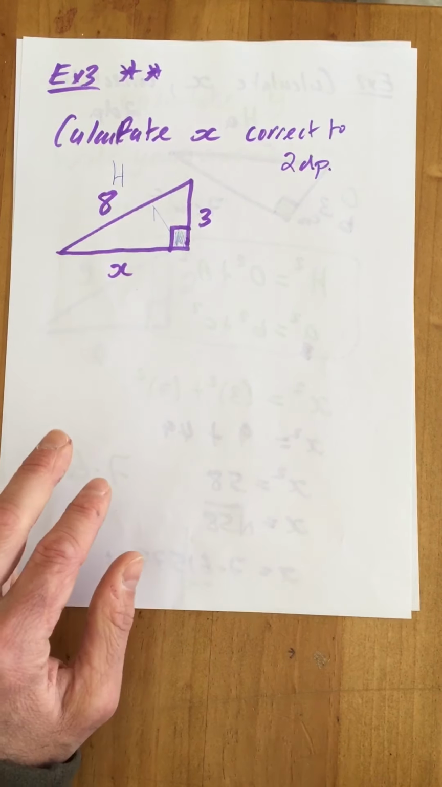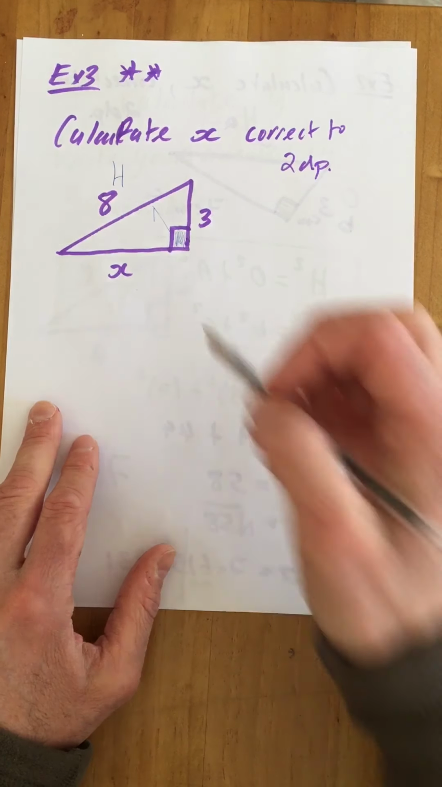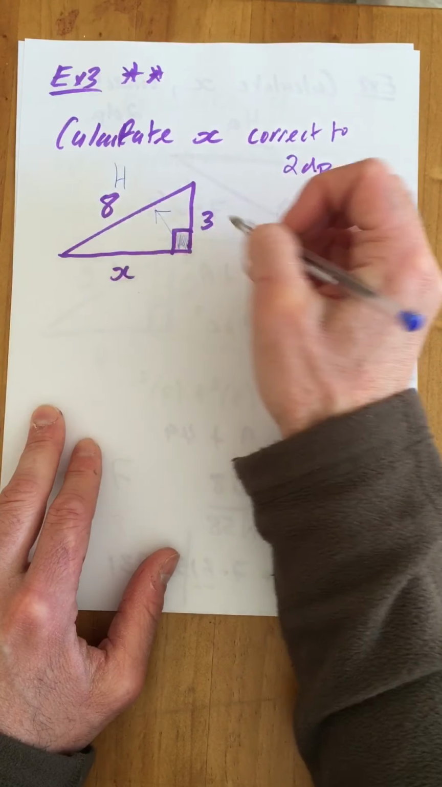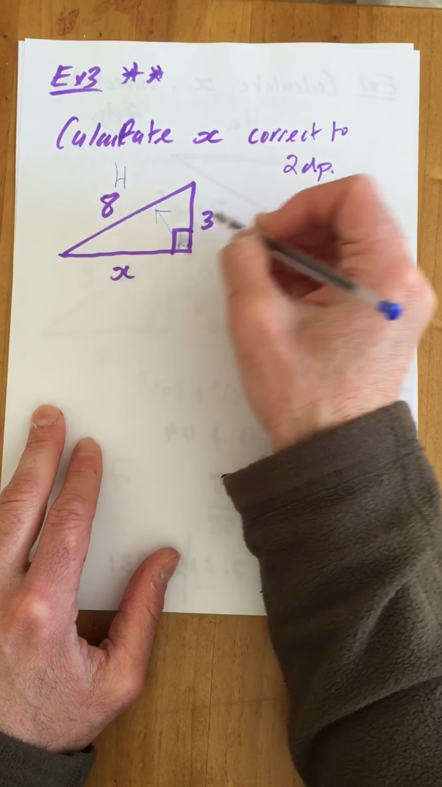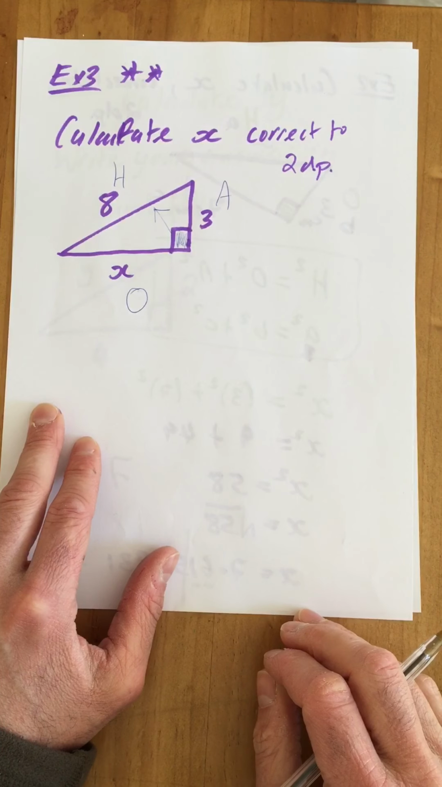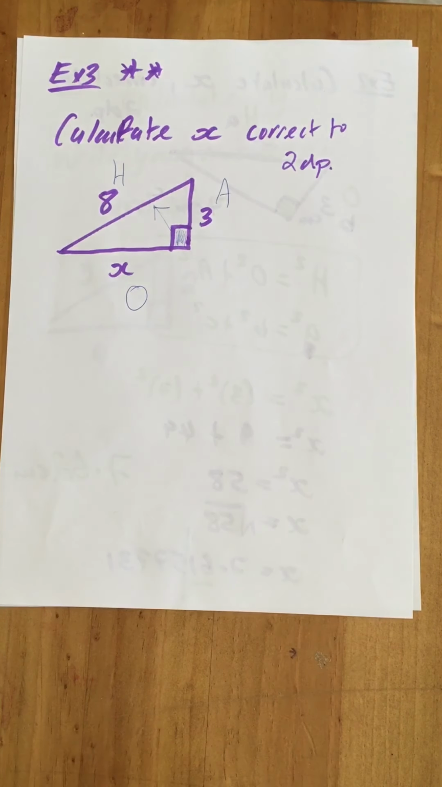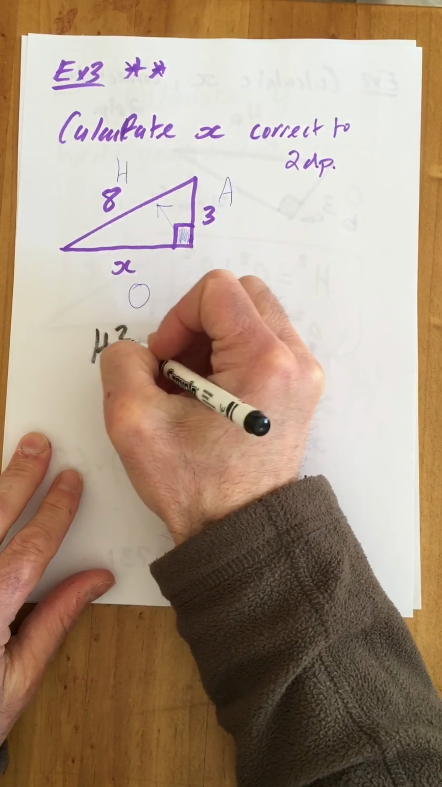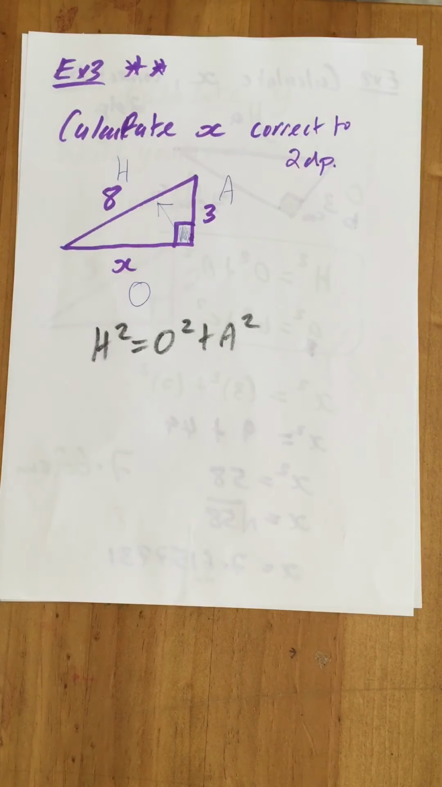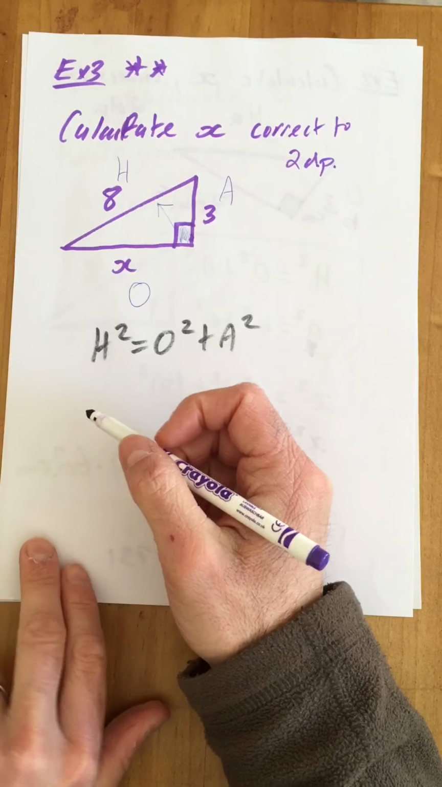So this is why I call it a backwards question, because the thing we're looking for, which is x, is not h. Now, I call my other sides O and A. It doesn't matter which one is O and which one's A, so I'm going to call this one O and this one A. Now, Pythagoras' theorem says that h squared is always equal to O squared plus A squared if it's a right-angled triangle. So let's sub in here and see what happens.